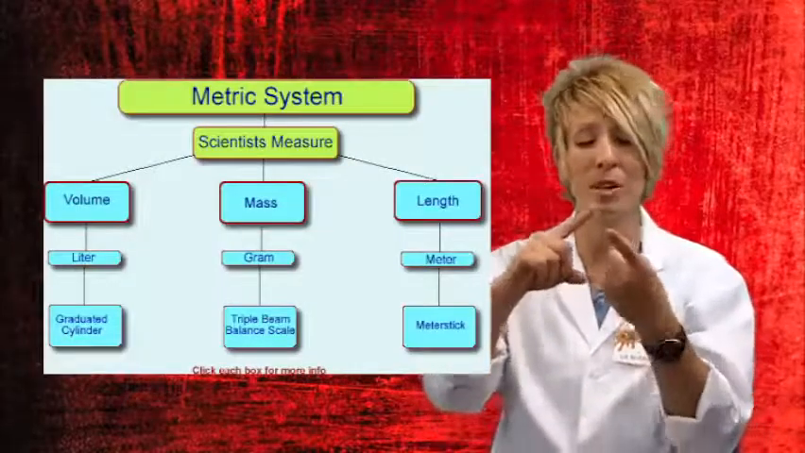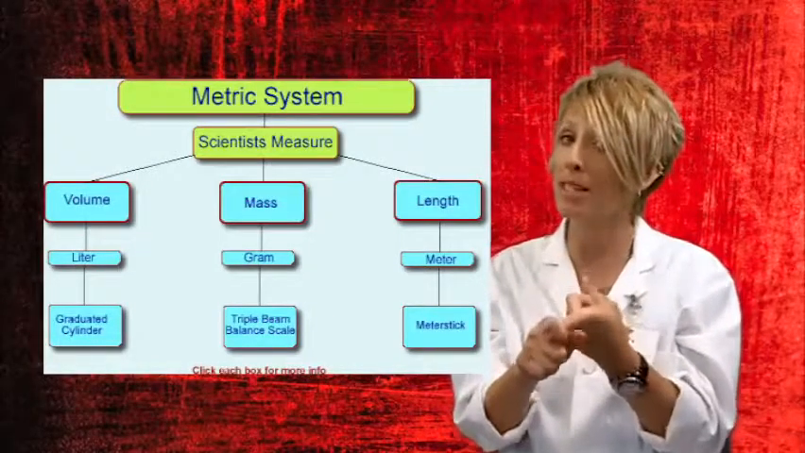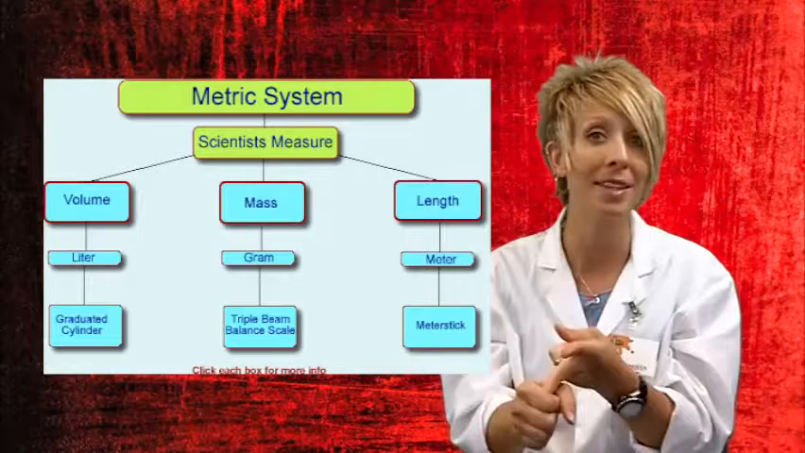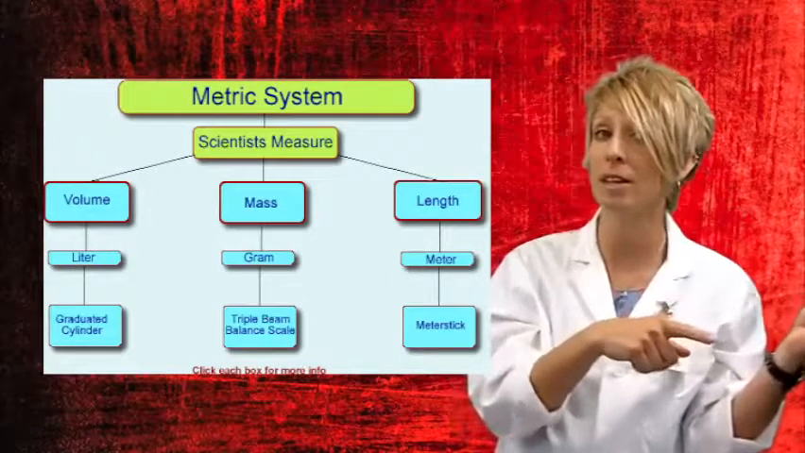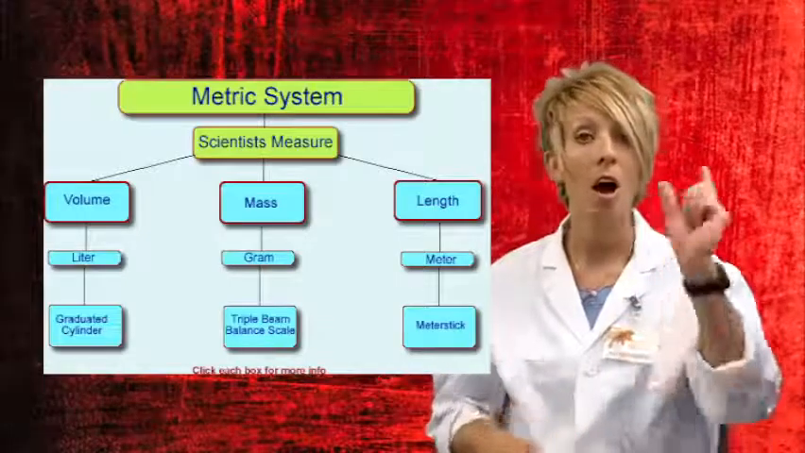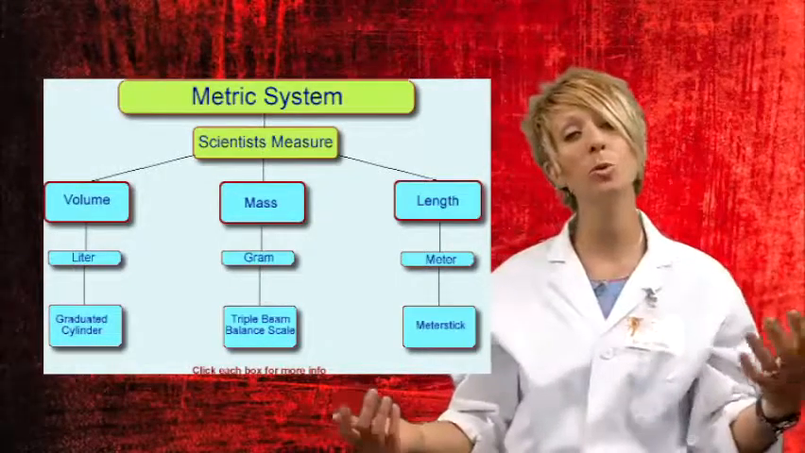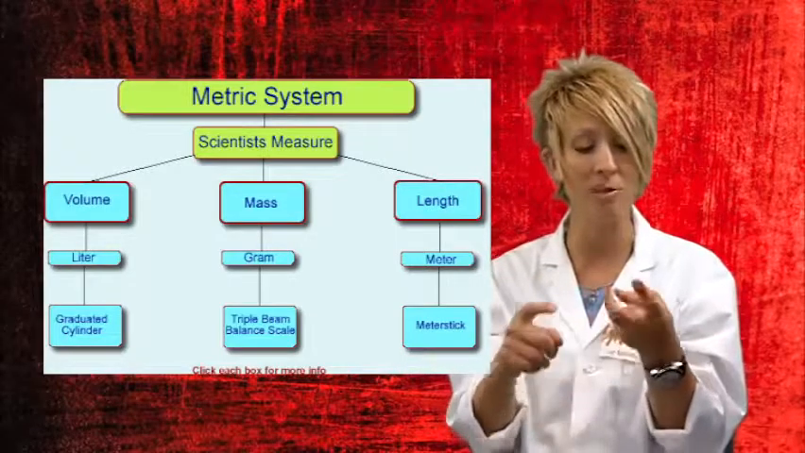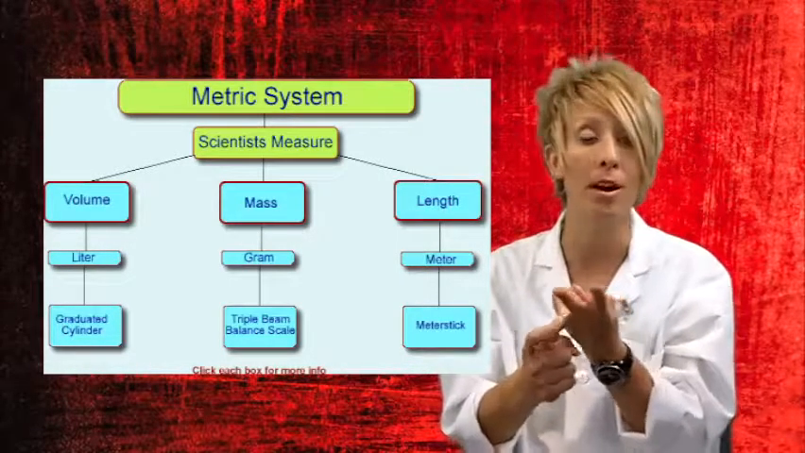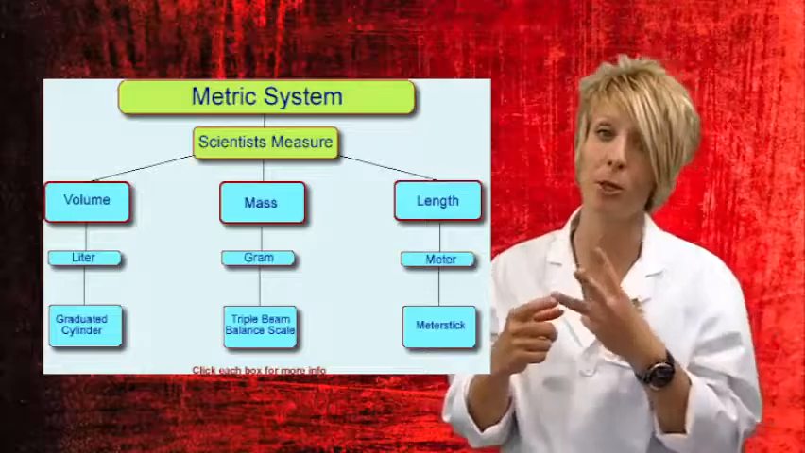Well, that does it, guys, for the metric system. Make sure you go back and you know what are the basic units for length, the basic units for mass, and the basic units for volume, both of a solid and a liquid. Also, make sure you know what tools we use to find the length of an object, to find the mass of the object, and to find the volume of the object, whether it's a cube or a liquid. Record that information in your lab journal, bring it back with you tomorrow for a check.